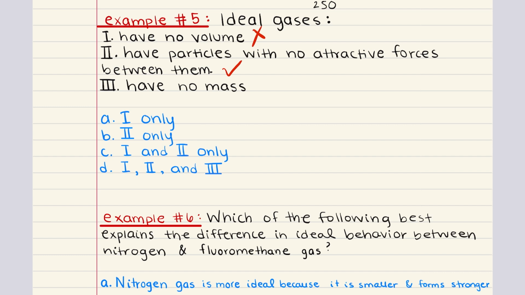Statement 3 says that ideal gases have no mass. This statement is incorrect. Even in the ideal gas model, gas particles have mass. The assumption is that they have mass but negligible volume and no intermolecular forces. So statement 3 is also incorrect. The only correct statement is statement 2, which makes the correct answer for 5, answer choice B.